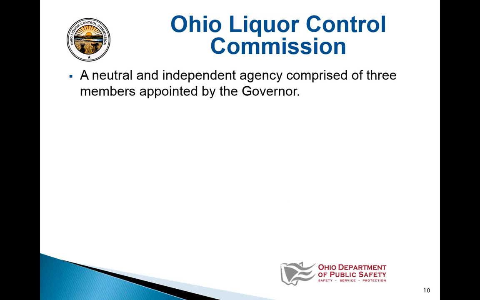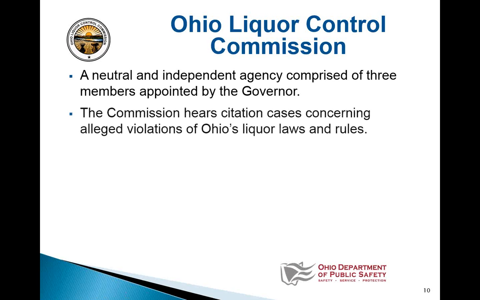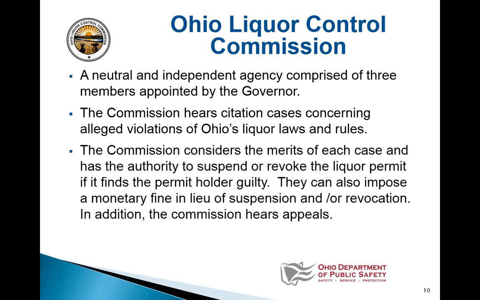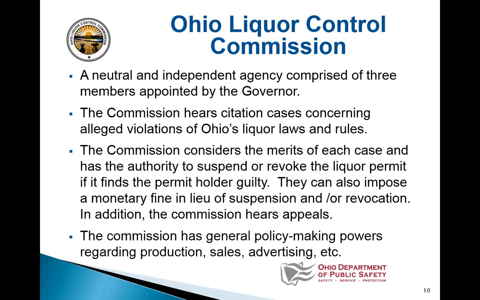The commission itself hears all of the citation cases, whether they come from the investigative unit or the Division of Liquor Control, and they consider the merits of each case, and they have the authority to suspend or revoke the liquor permit, or they can also impose monetary forfeitures in lieu of suspension or revocation. In addition, the commission also hears any initial appeals to their decisions. And then in general, the commission also has the ability to make rules and regulations regarding the production, sales, advertising of alcohol.